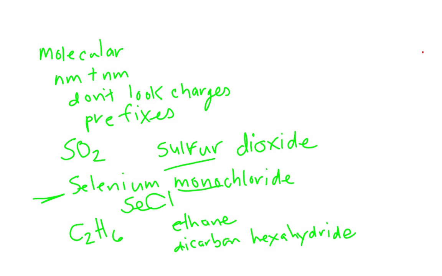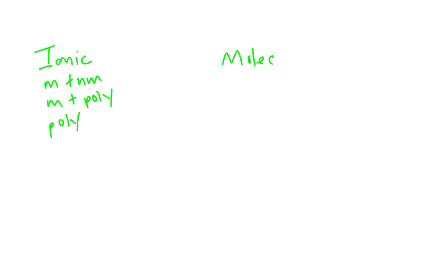So let's recap one more time. We named ionics, and we named moleculars. And ionics are usually a metal and a nonmetal, or they could be a metal and a polyatomic. They could be a polyatomic and a nonmetal. They could be a poly plus a poly. And they could also be acids.